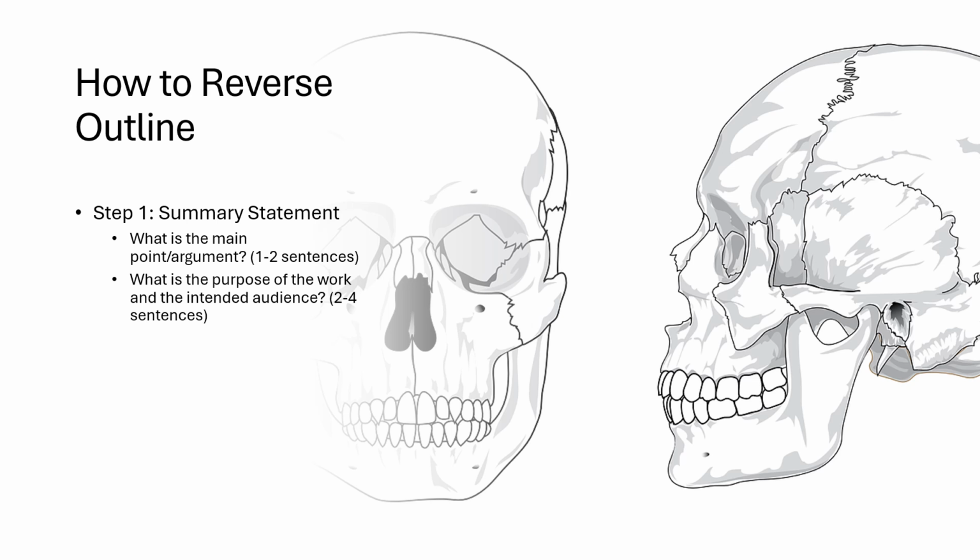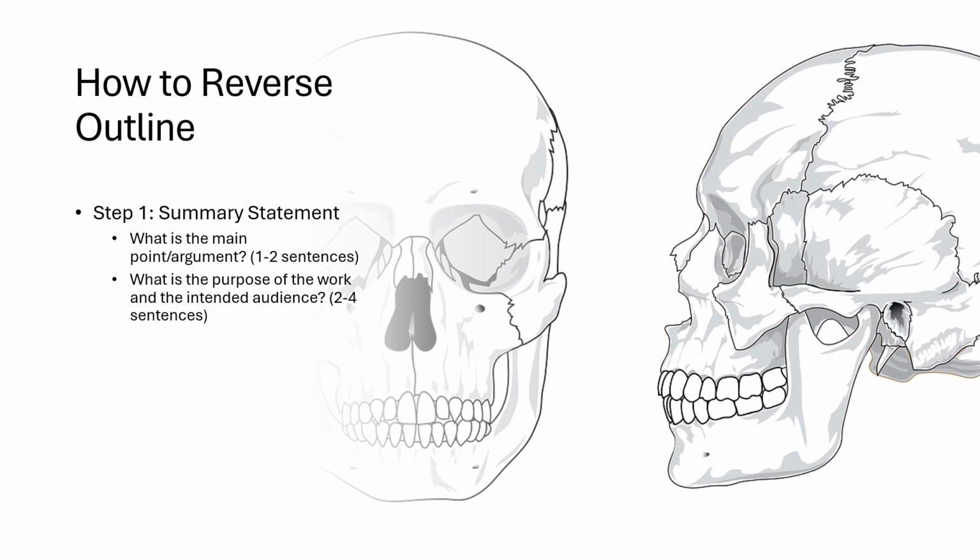I've broken this up into a few different steps that you can take to really build this into a process that is utilizable. Step one is actually just a summary statement. So you're looking at the entirety of the piece and you're asking, what is the main point or argument of this piece? And you want to write that down in 1 to 2 sentences. And then you want to ask, what is the purpose and what is the intended audience? And you can write this in another 2 to 4 sentences.